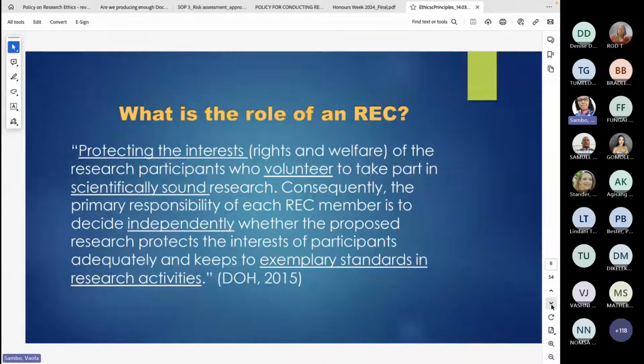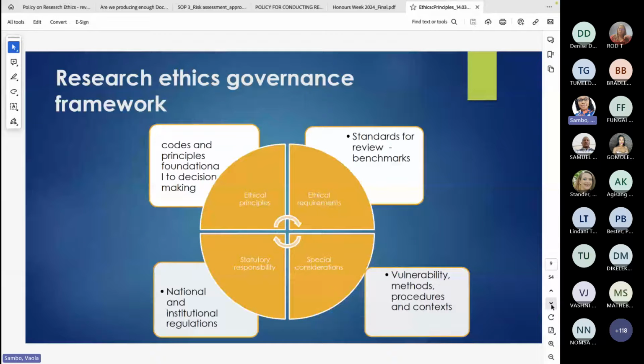Okay, so the research ethics governance framework that we work within, they are firstly codes and principles foundational to our decision making. So we are informed by codes and principles in our decision making as ethics committees. There are standards for review that we follow. I'm going to share briefly with you some of the principles that we rely on when we look at applications for ethics clearance.